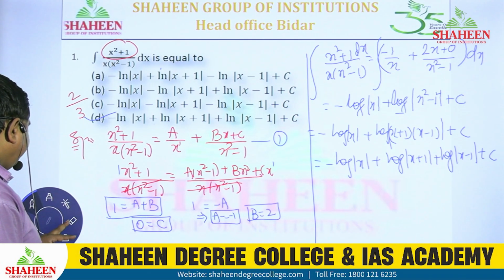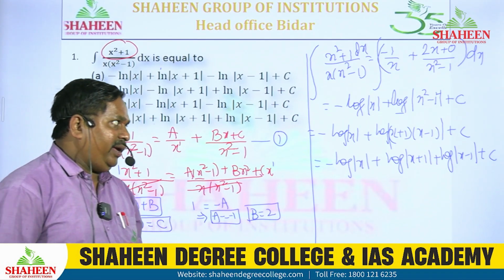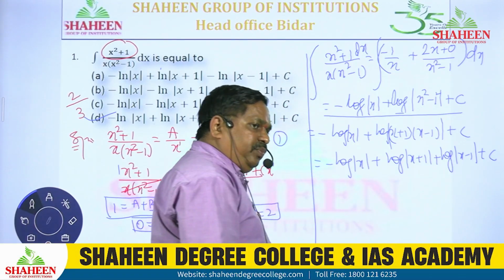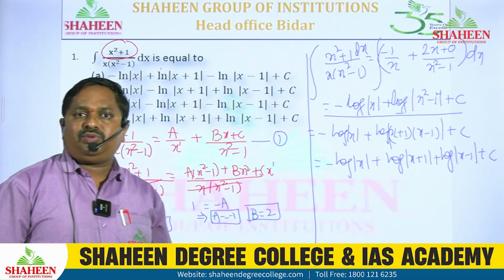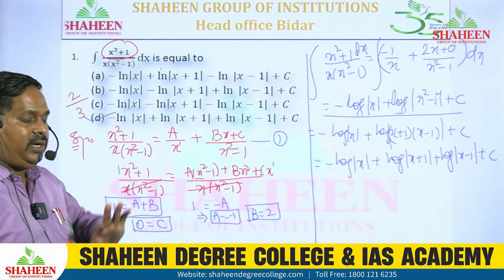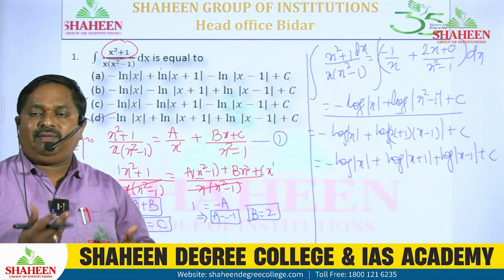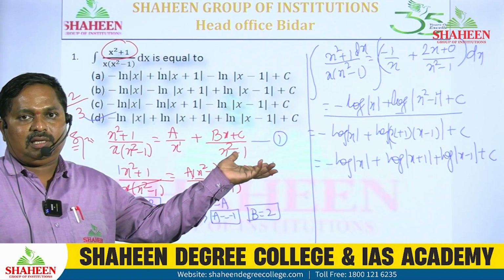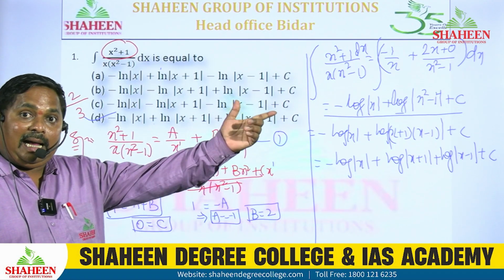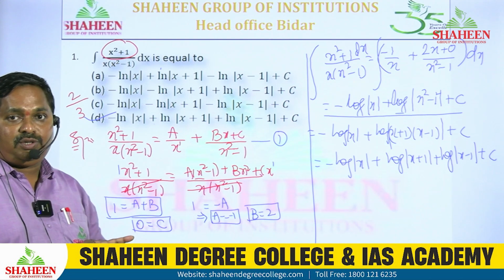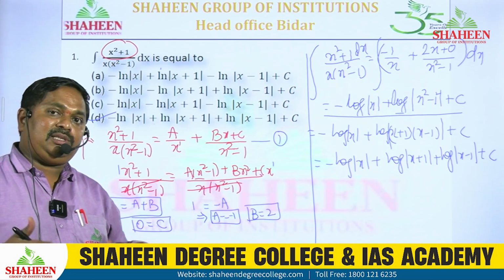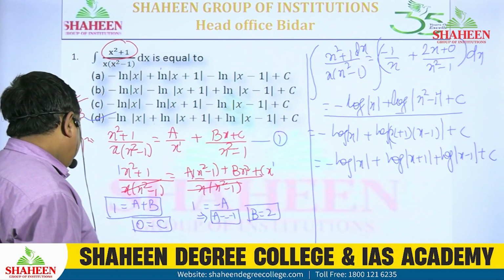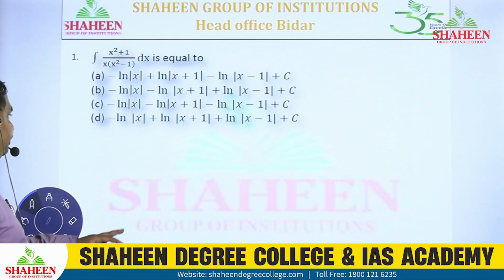Okay, do one thing: on integrating we get this option. If we don't have this option in the given four options, let us try to change the resulting answer. Whatever we got, can we change that answer into any one of these four options? If it is possible, then change it and check the correct option. Clear? Let us move to the next problem.